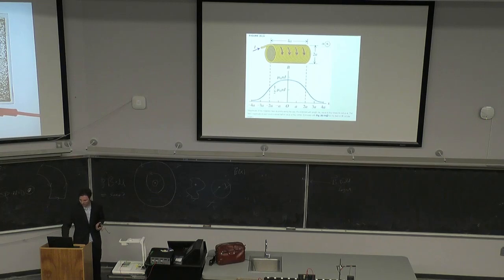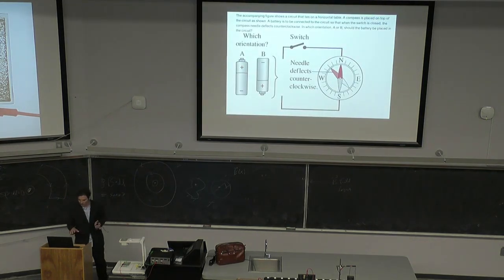We're going to show what this looks like now for the case of a current. If we direct a current through various current loops, we're going to actually visualize this magnetic field. Okay. One quick question before we do this. If you see this accompanying figure, we're going to have a current. Which way does the needle deflect if it's placed on top of the circuit as shown? Think about this. In which orientation, A or B, should the battery be placed in the circuit so that when the switch is closed, the compass needle deflects counterclockwise?